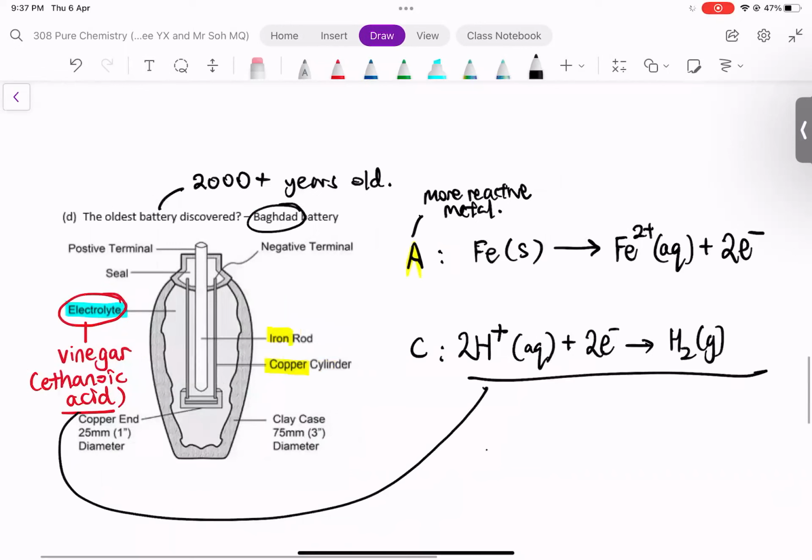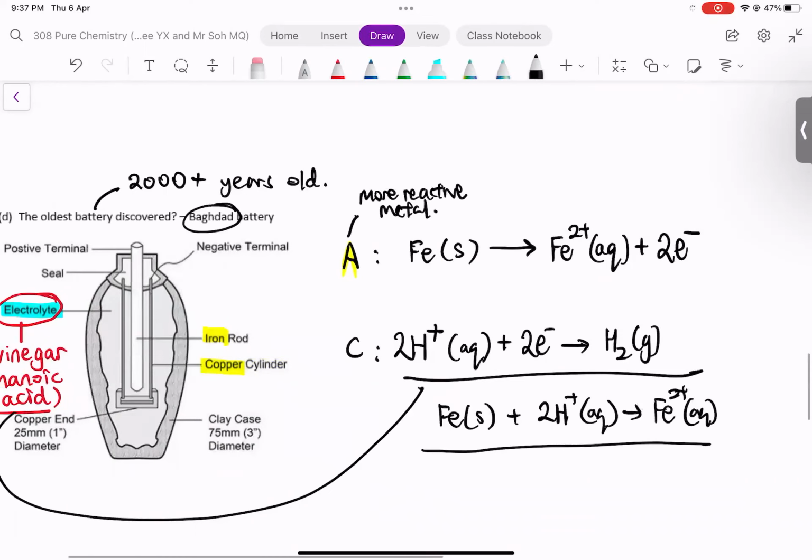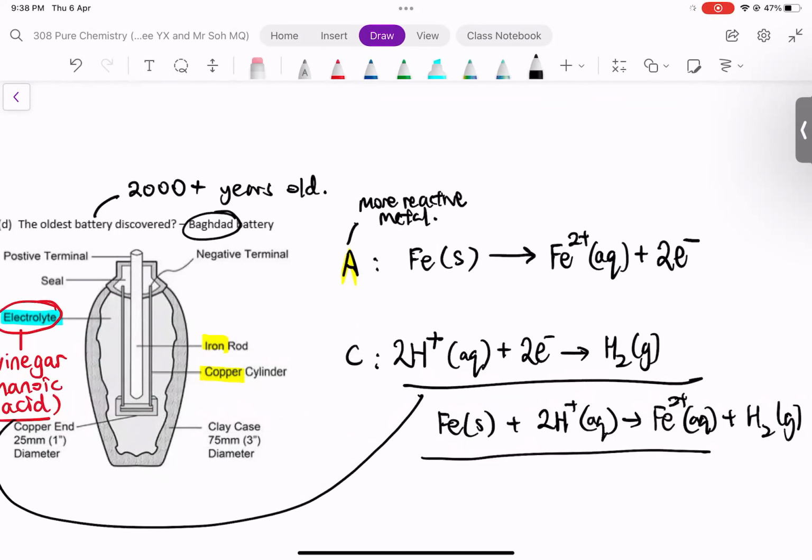And if you calculate the overall reaction, it's quite obvious. It's basically iron plus 2H+ forms Fe2+ and H2. Do you realize this is almost like iron reacts with acid? Iron plus acid forms salt and hydrogen, right? Do you realize that the beauty of this is that the iron does not directly react with the acid? Can you clearly see that the acid, the electrolyte, is actually separated from the iron? And that's the beauty of it.